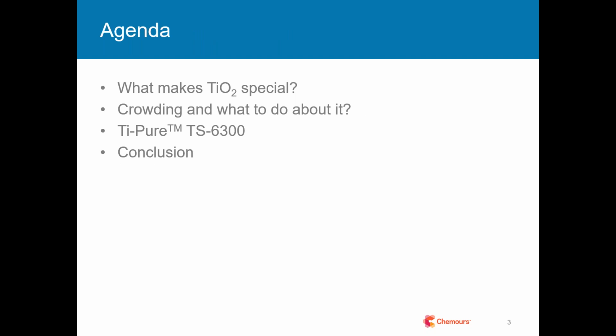Today's agenda: we will give a few words about what makes titanium dioxide so special, not with the idea to promote titanium dioxide as such, but just to explain the difference between titanium dioxide and the extenders, which we will talk about later on. We'll also talk about some fundamental mechanisms of how TiO2 works, because it also explains the limitations of titanium dioxide. Once we understand these limitations, we can start to think about what we can do about them. Then finally, we'll talk about a new grade, TS6300, which is developed for special niche applications. And of course, we come to a conclusion.